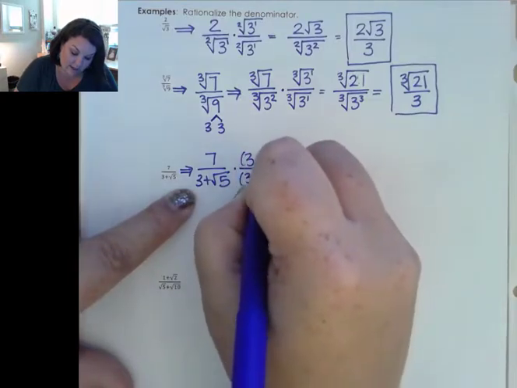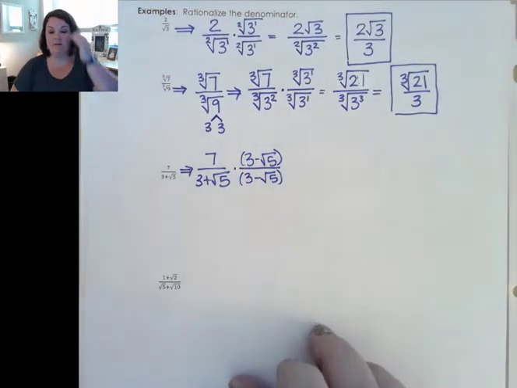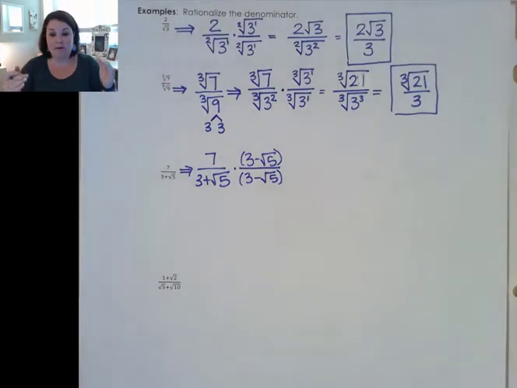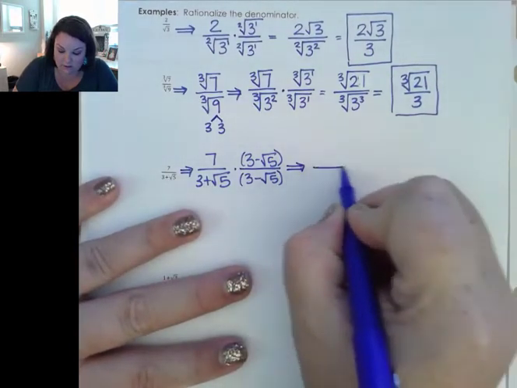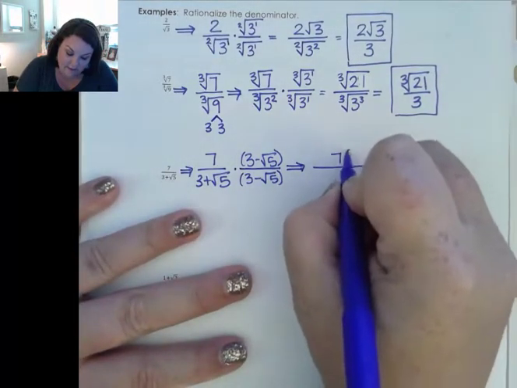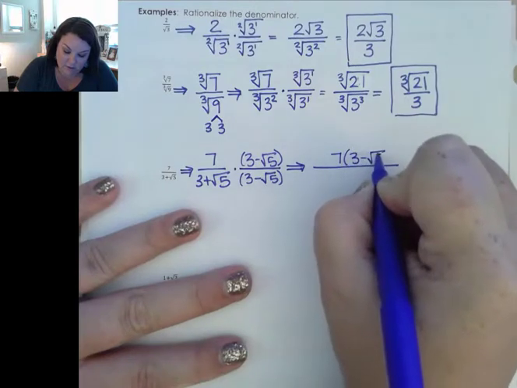And if I multiply by 3 minus the square root of 5 on top, I have to multiply by 3 minus the square root of 5 on bottom. Okay, so I'm going to go ahead and just write this out. So on top we would have 7 times 3 minus the square root of 5.